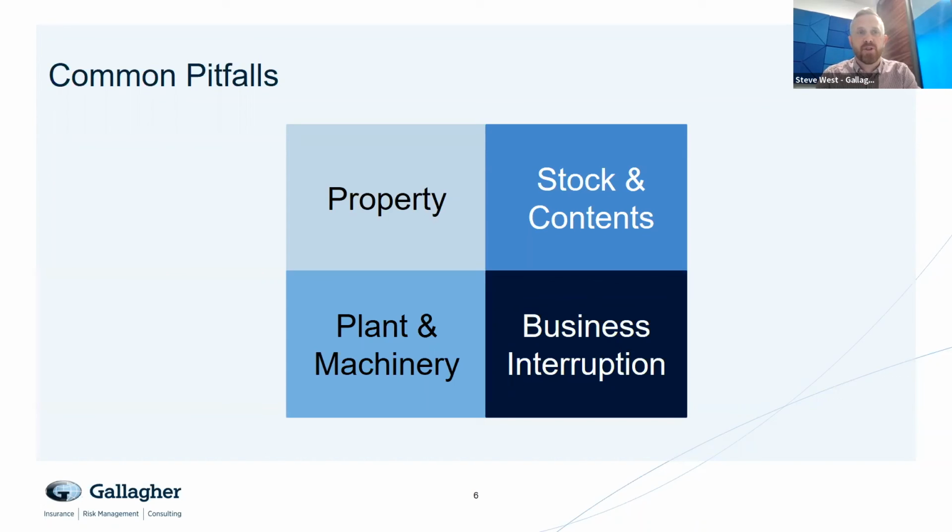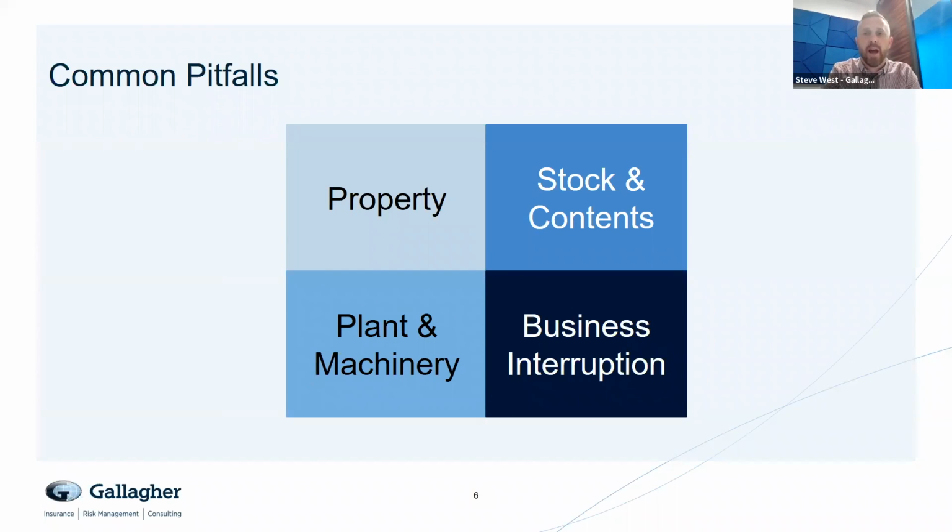On the business interruption side as well, the gross profit calculation is a key one, and often an area where we see clients fall down and become underinsured. The gross profit calculation under your business interruption is different to that of your accountancy one. So it's a conversation you should be having with your broker, and they should be giving you some guidance around how you calculate your gross profit for insurance purposes.